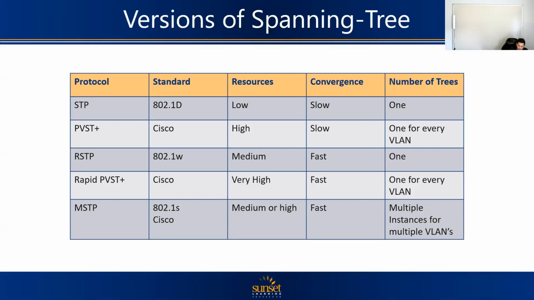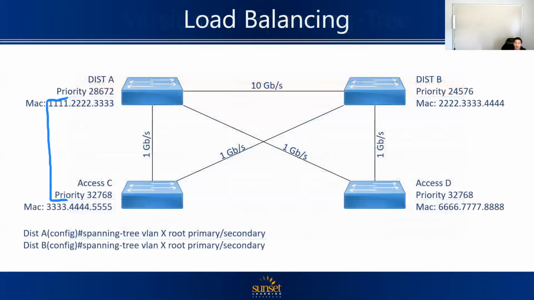But in any of these spanning tree versions, you can just use what I was specifying here. You could just specify whatever VLAN number you want and then root primary or root secondary. That would change the number to either 24,000 for primary or 28,000 for the secondary command. And there's also another thing. If you didn't want to do this, you could say VLAN X, whatever VLAN it is, and you could say priority, and then you could specify any priority from 0 to 65,536.